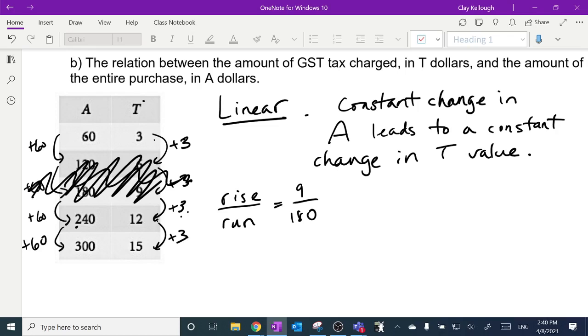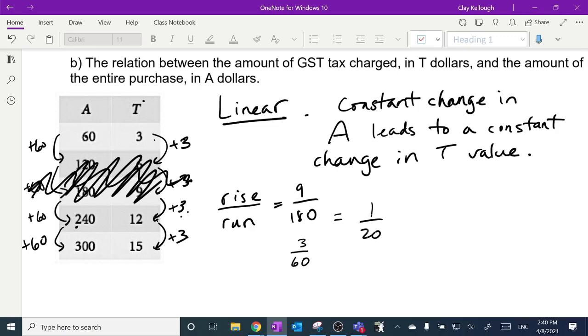12 to 15 is a jump of 3. 240 to 360 is a jump of 30. Sorry, I wrote 60. I don't know why I didn't say it. Sorry. Notice those are the same 2 numbers. I have some people looking at me with blank stares. Can you see that those are the same 2 numbers? The rise over run's the same no matter what points you look at. The rise over run will always be equal to 1/20th.